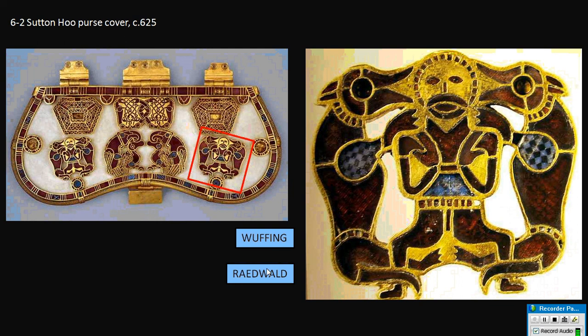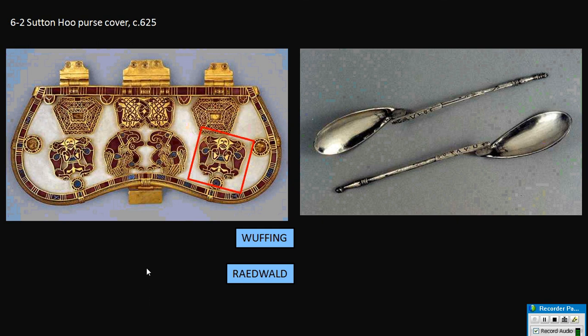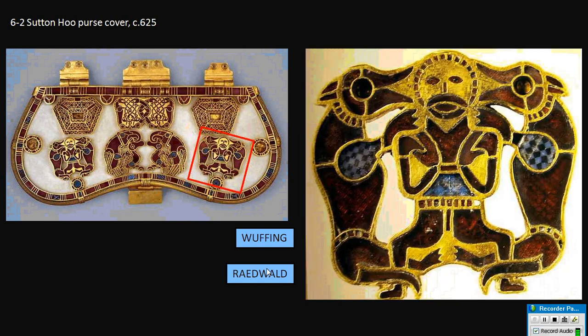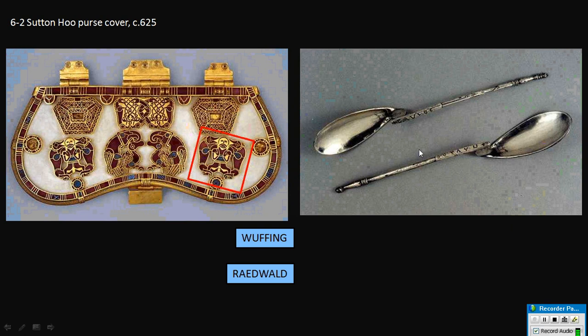He converted to Christianity, and in the burial site at Sutton Hoo was a pair of silver spoons. And on those silver spoons, which were imported from Constantinople, there are the names of Saul and Paul. These are the names of the same person in the Bible. Paul, who wrote most of the New Testament, was originally born with the name of Saul, and when he converted, he changed his name. This suggests to us that the person who was buried here, Redwald, also converted.